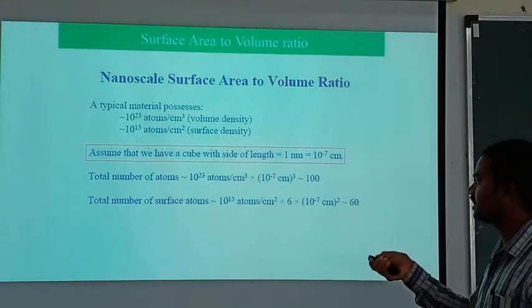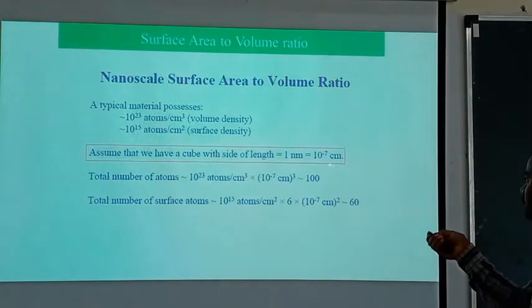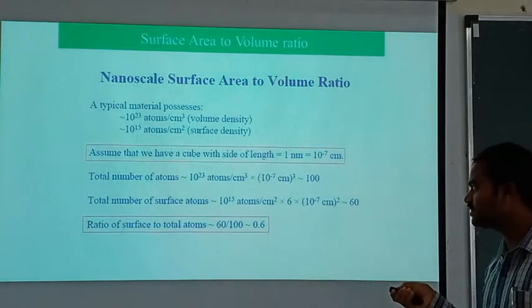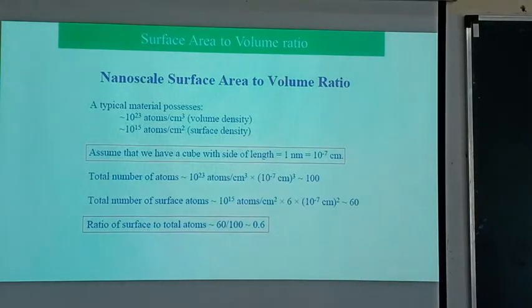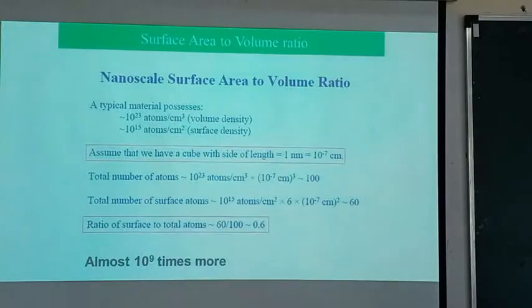Total number of surface atoms is 10 raised to 15 atoms per centimeter cube, having 6 faces and the dimension here 10 raised to minus 7 centimeter. We are considering the surface. Now this value comes to 60. The ratio of surface to volume atoms is 60 by 100, which comes to 0.6. So what is the difference? It is almost 9 times more as compared with the microscale level.